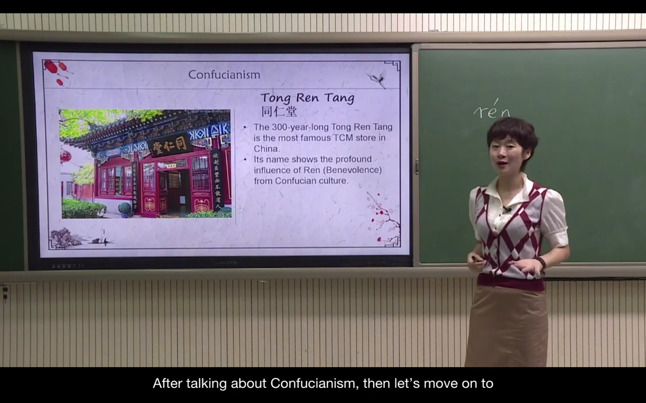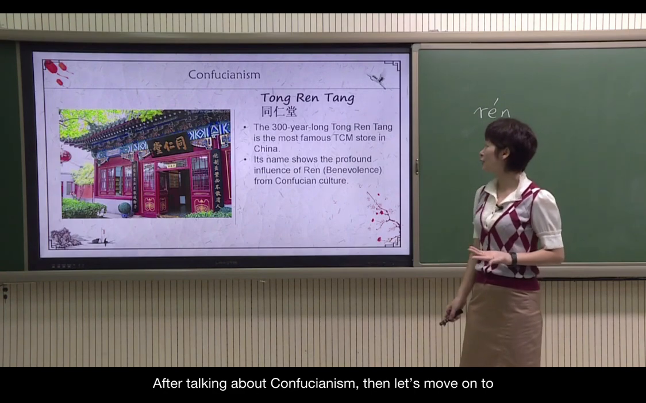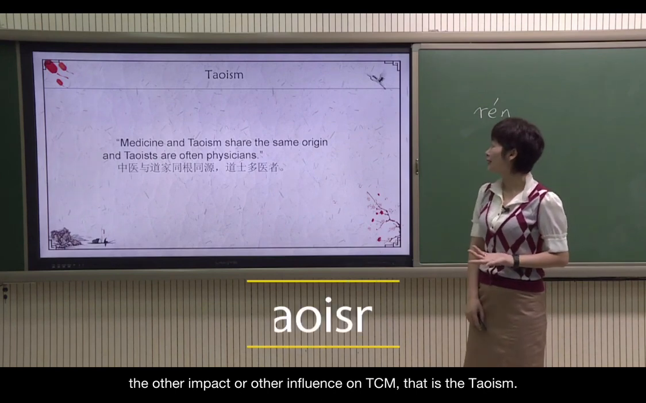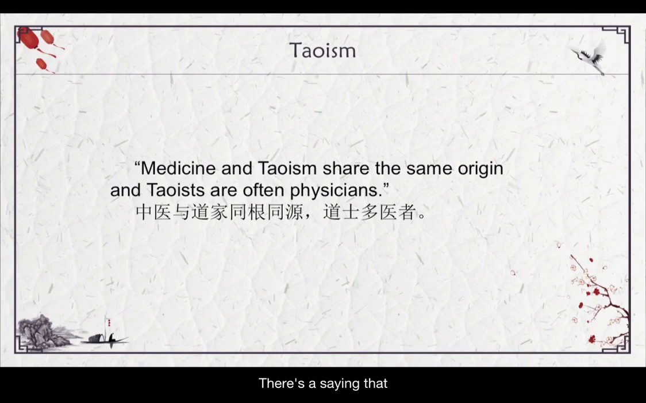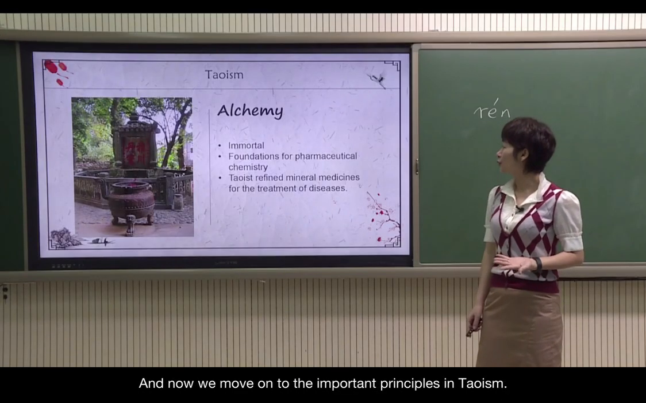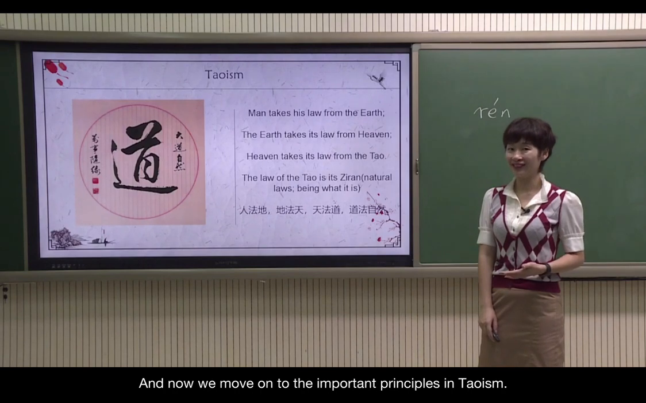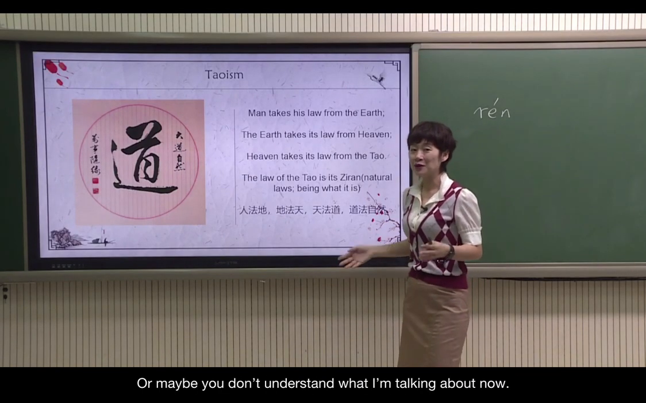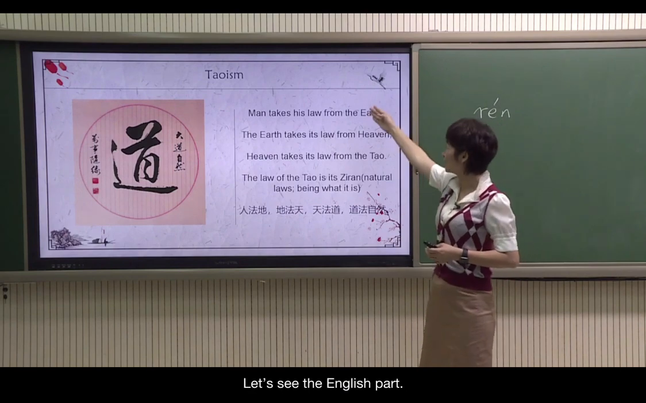So after talking about Confucianism, then let's move on to the other influence on the TCM, that is the Taoism. There's a saying that medicine and the Taoism share the same origin, and the Taoists are often physicians. And now we move on to some important principles in the Taoism. Let's first see the Chinese: 人法地，地法天，天法道，道法自然. Maybe you are not familiar, or maybe you don't understand what I'm talking about now. Let's see the English part.